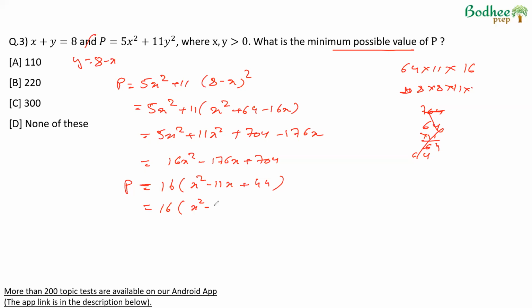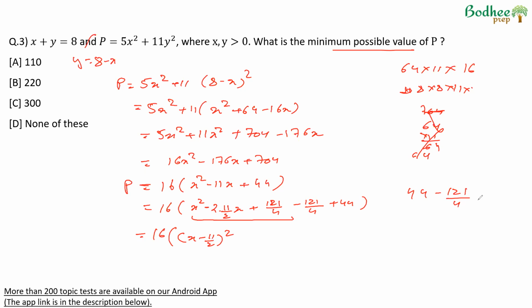So 11x can be written as 2 into 11 by 2 x, plus (11 by 2) square, 121 by 4, minus 121 by 4, plus 44. This becomes 16 into, this will be the square, (x minus 11 by 2) whole square from here to here. This part is left, 44 minus 121 by 4, which will become 44 into 4 is 176, minus 121 is 55. So here we'll have 55 by 4.